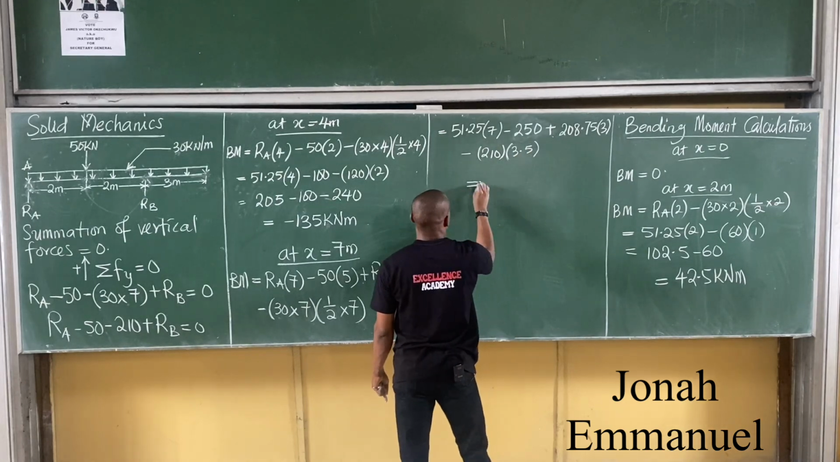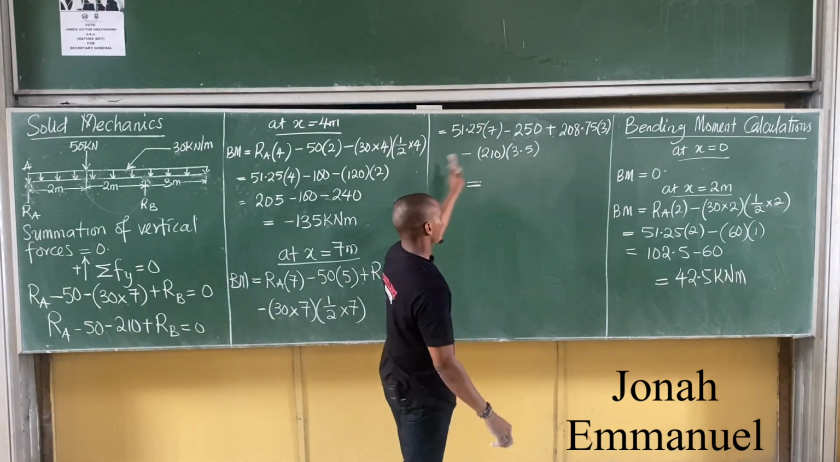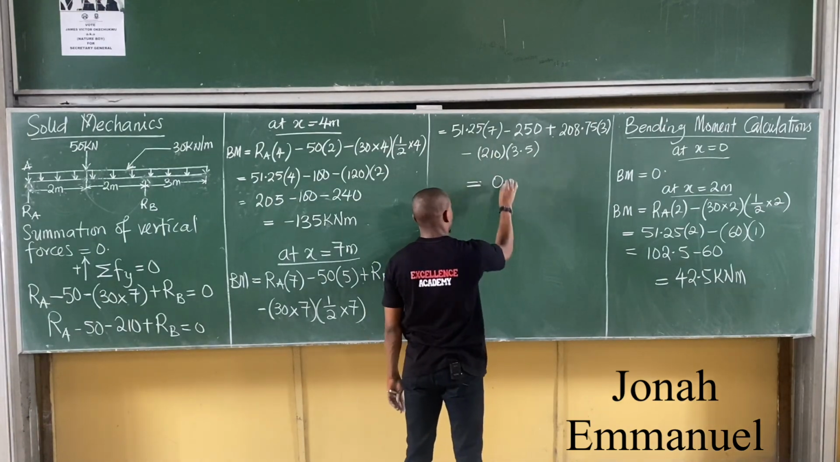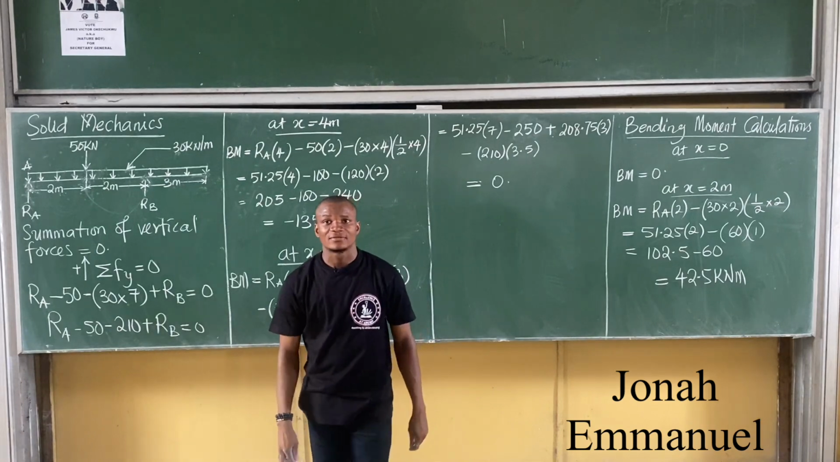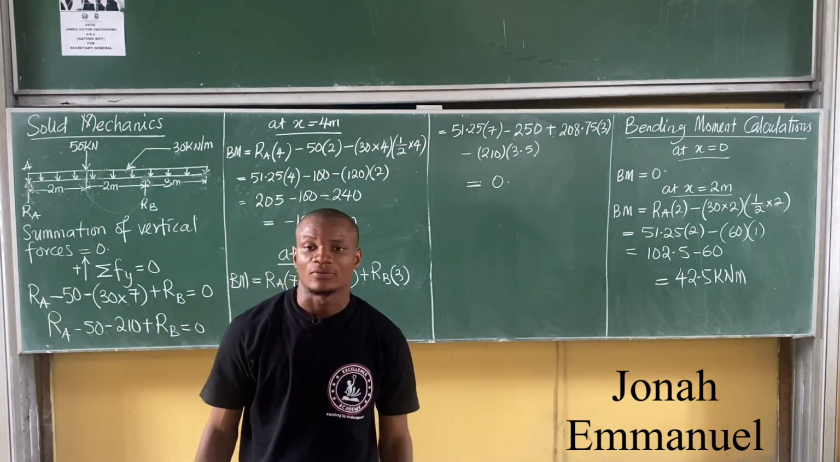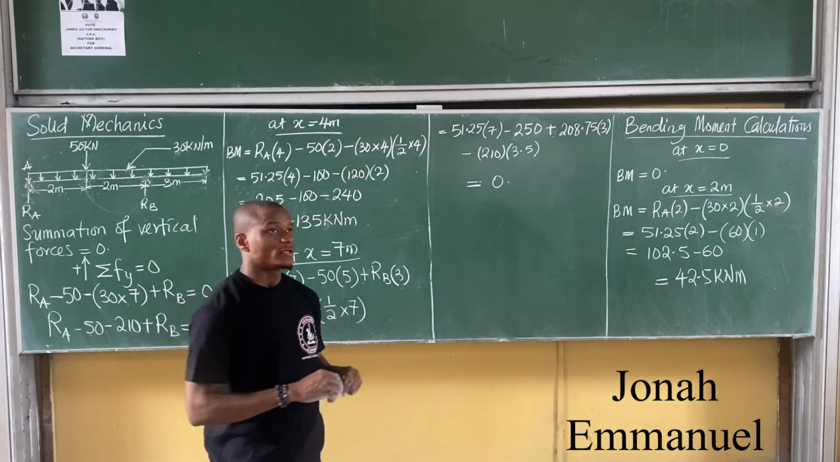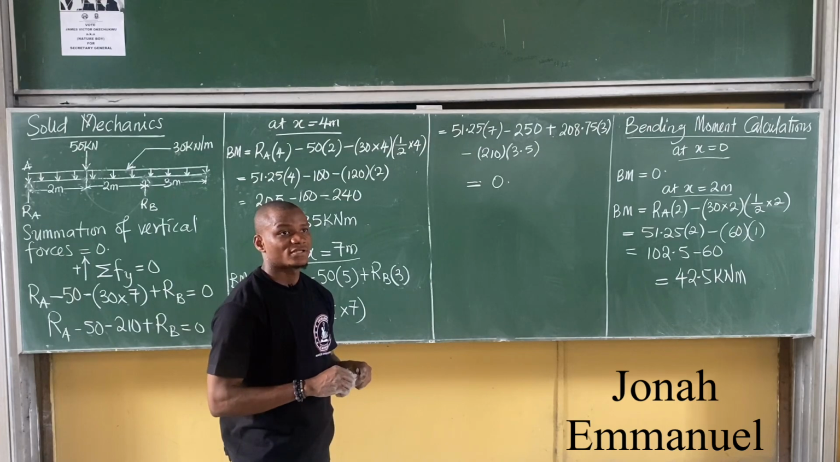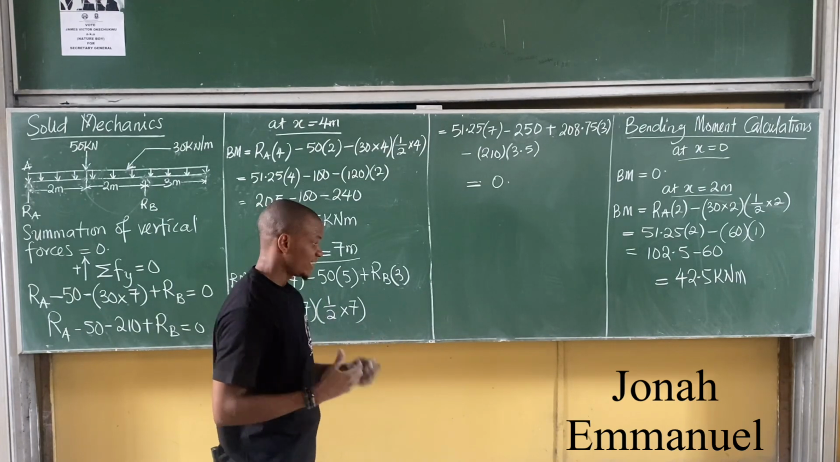Please punch all of this. What do you get? Punching all of this gives 0. So our rule still applies: bending moment starts with 0 and ends with 0. That's it. Let's draw the shear force and the bending moment diagram.